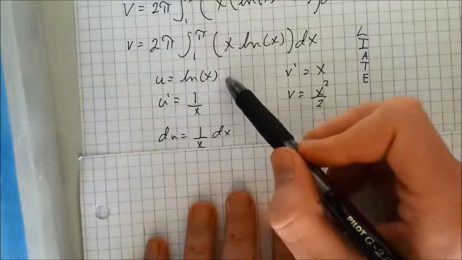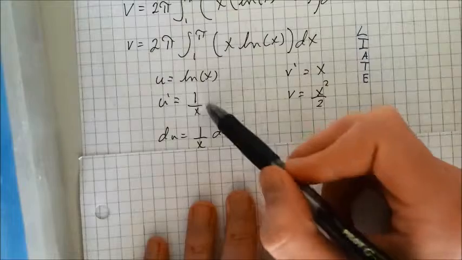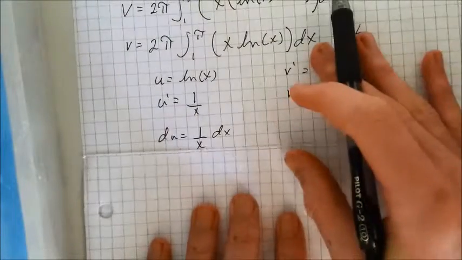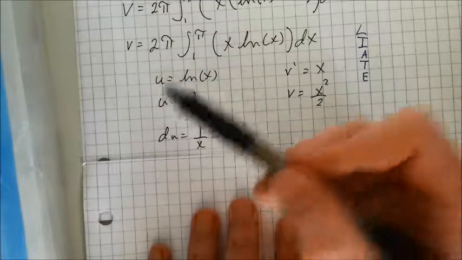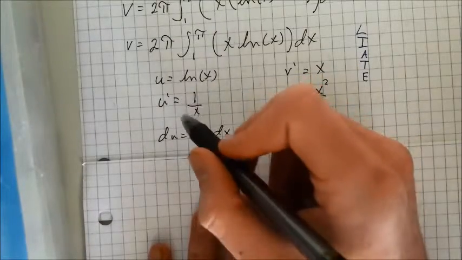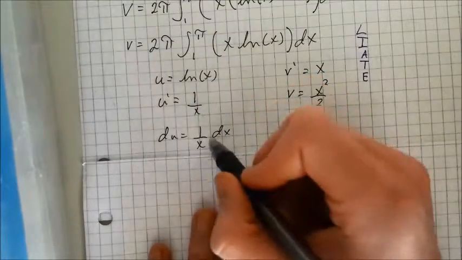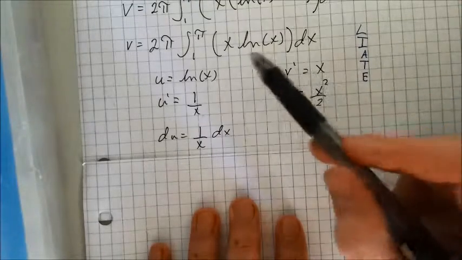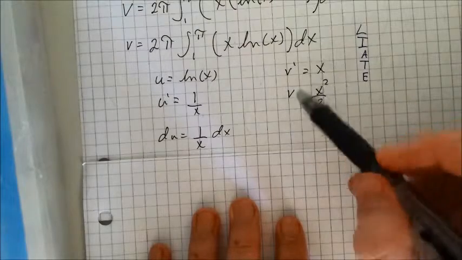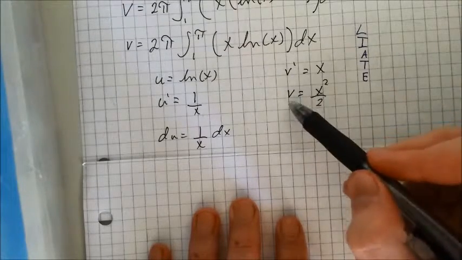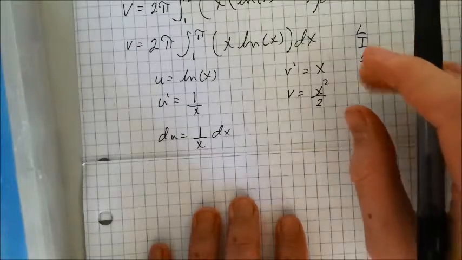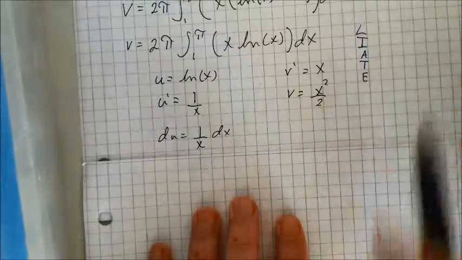Now, from here we differentiate ln of x, which is 1 over x, and then I break this up into 2 steps, just out of habit. So u prime is 1 over x, and du is 1 over x times dx. And then over here with our v, which is just x, we integrate that to get v prime is x, and v is x squared over 2. Now then, we can go on to actually solving this equation.